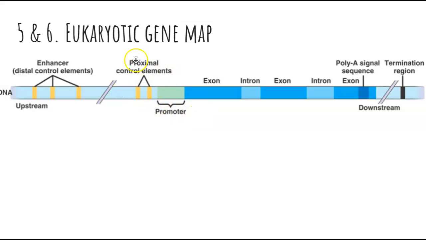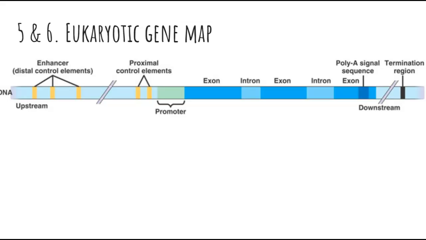We also have these proximal and distal control elements. What they are is segments of non-coding DNA that have a very specific sequence, and this is going to serve as the binding site for our transcription initiation factors.